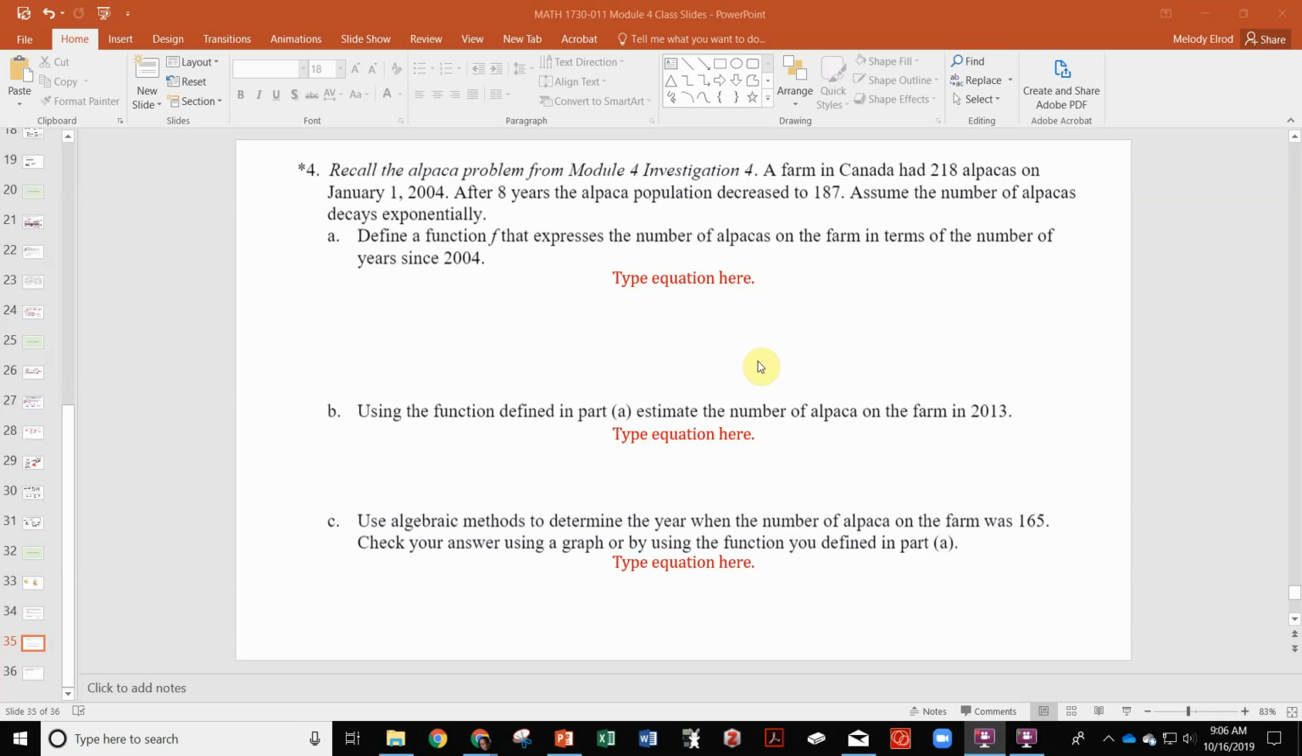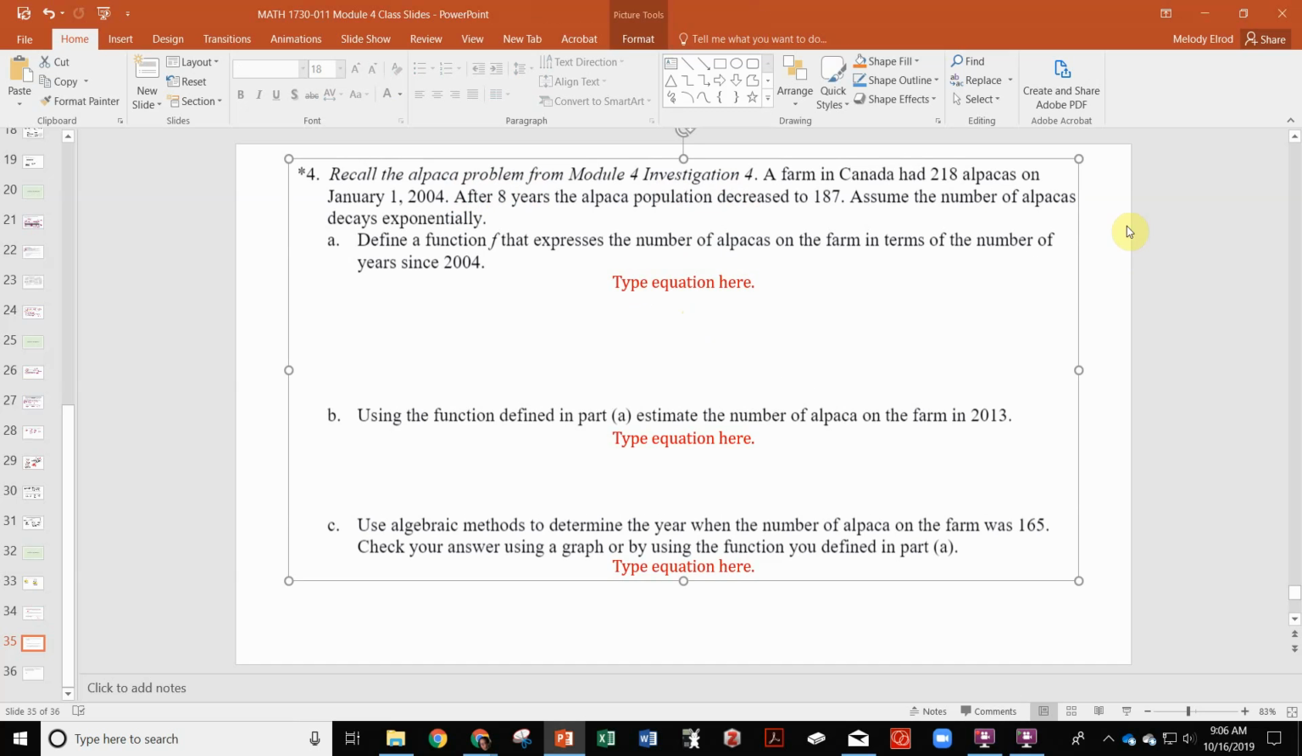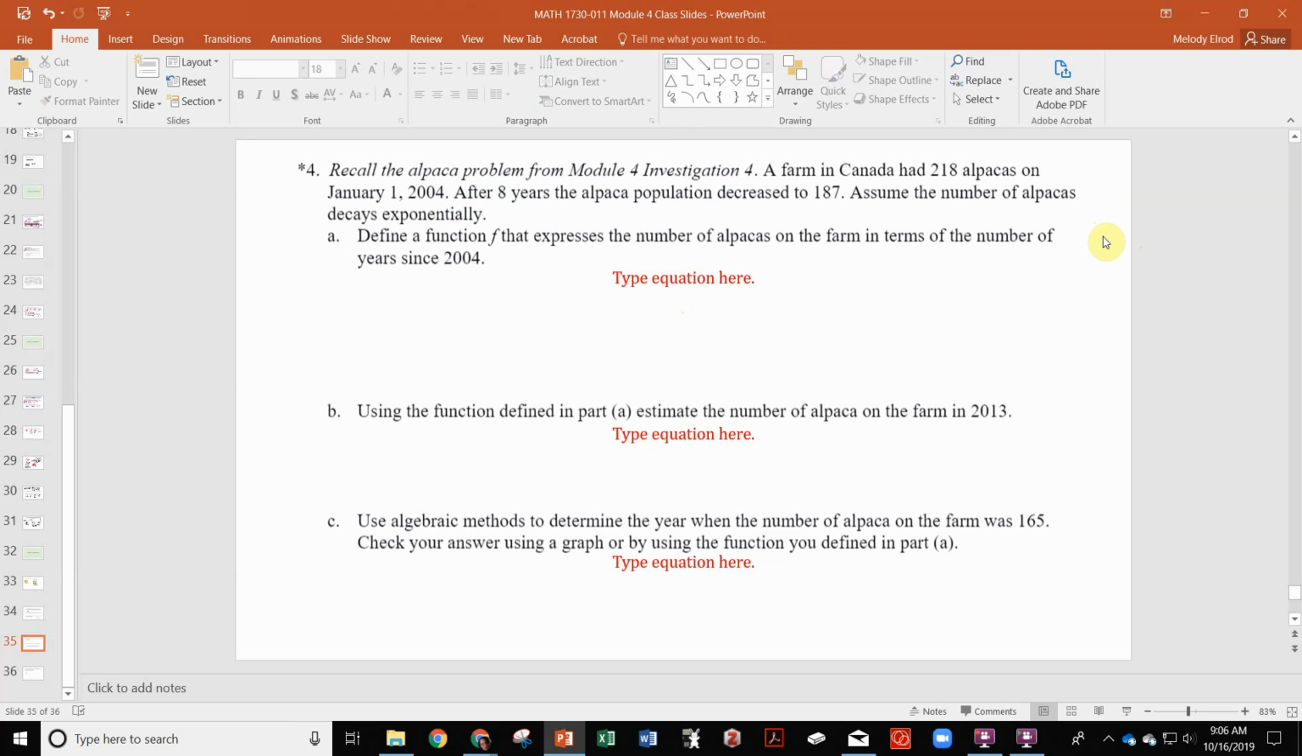Okay, so Module 4, Investigation 9, problem number 4 is where we are now. This is the alpaca problem. It says read the alpaca problem from Module 4, Investigation 4, but we don't really need that for what we need to do today. A farm in Canada had 218 alpaca on January 1st, 2004. After 8 years, the alpaca population decreased to 187. Assume the number of alpacas decays exponentially.